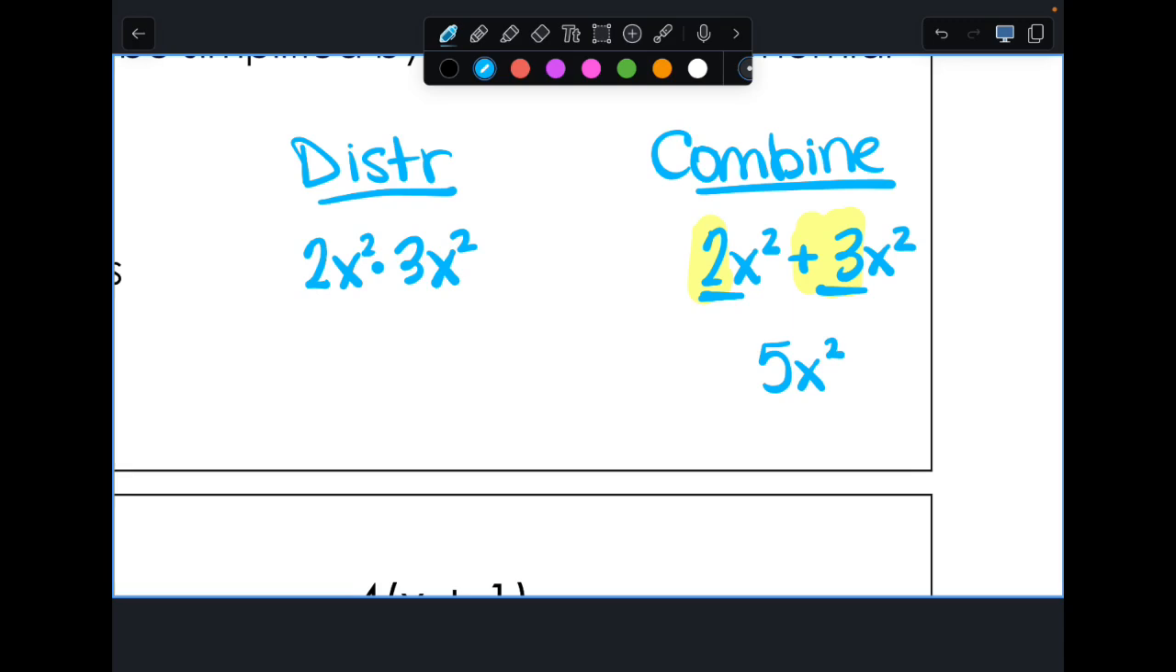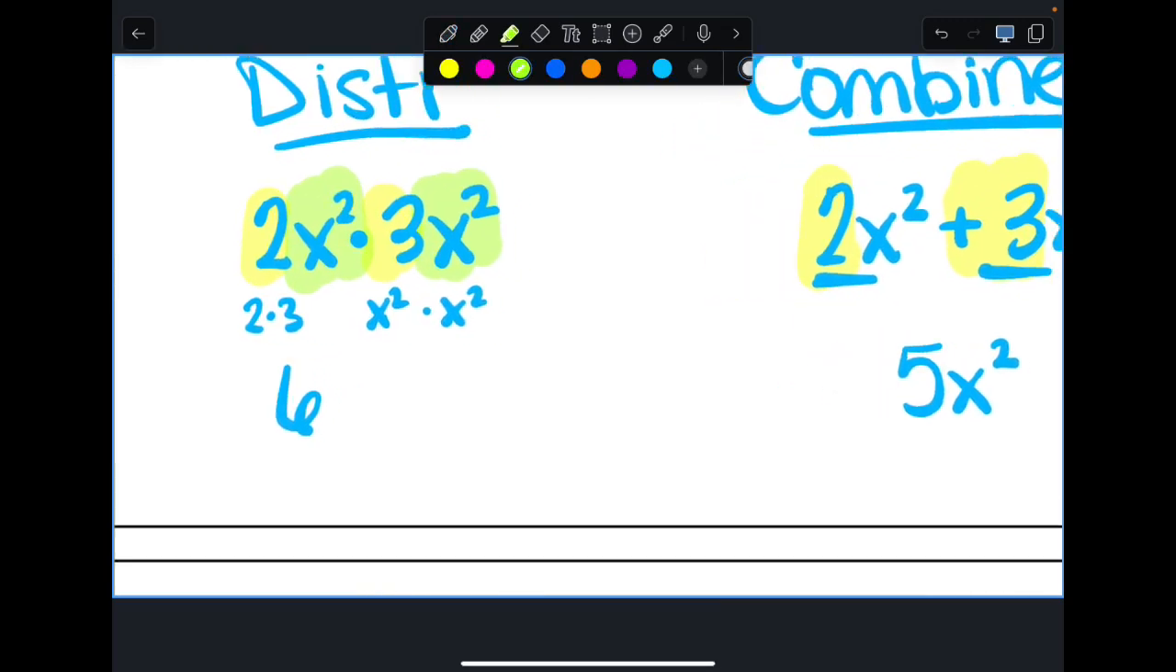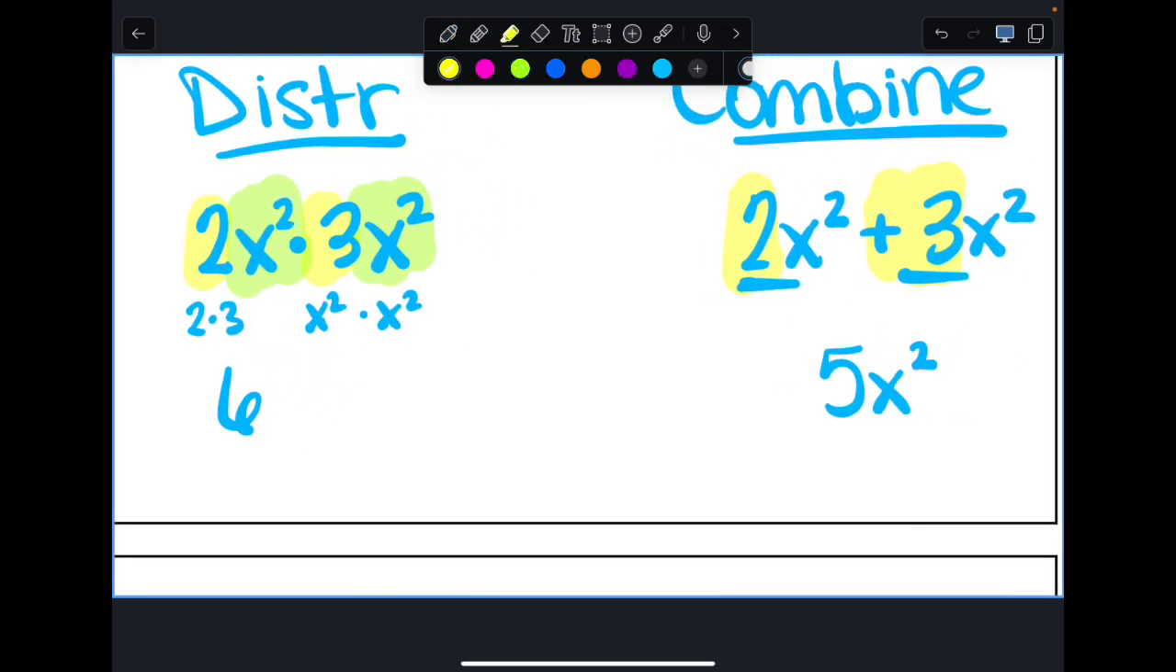But when you distribute, you're going to group and multiply your coefficients first. 2 times 3, 6. But then you also multiply your bases. So x squared times x squared. This is where you have to apply your exponent rules, and this is the product rule. The product rule tells you that you add the exponent. So this becomes 6x to the 4th.